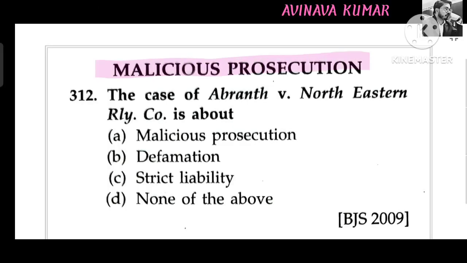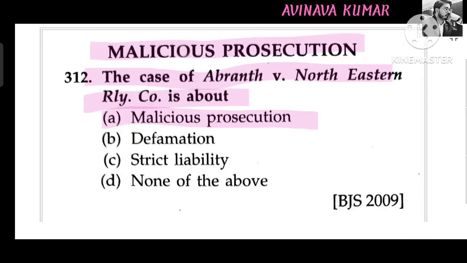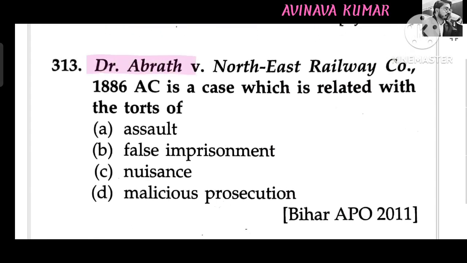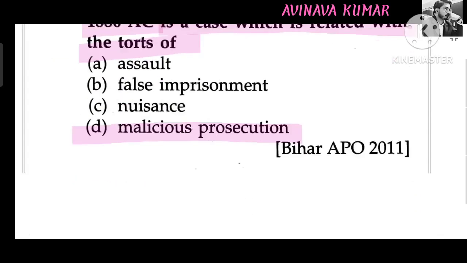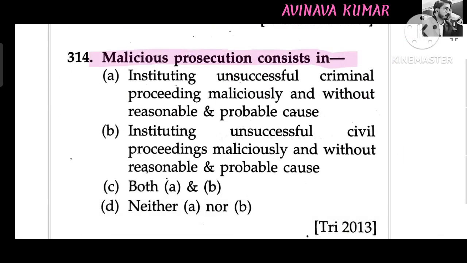Malicious prosecution. The case of Abrath versus Northeastern Railway Company is about malicious prosecution. Dr. Abrath versus Northeast Railway Company, 1886 AC, is a case related to the tort of malicious prosecution. Malicious prosecution consists of instituting an unsuccessful criminal proceeding maliciously, without reasonable and probable cause.